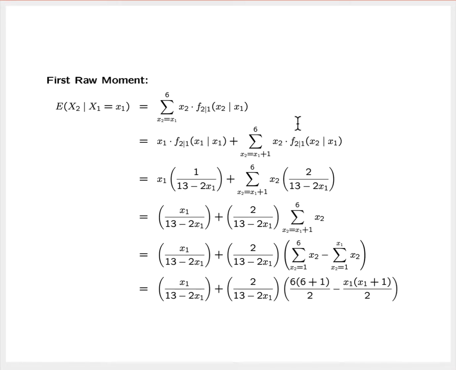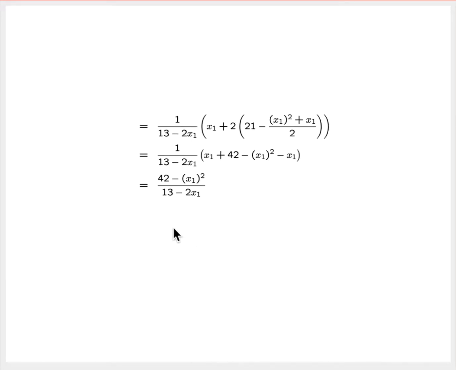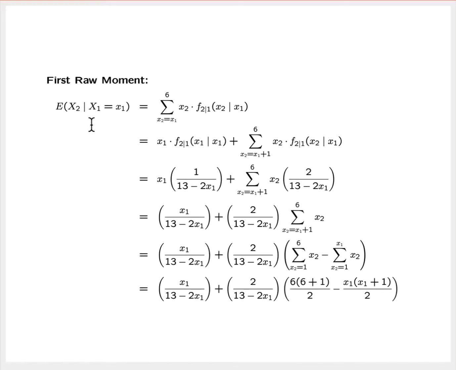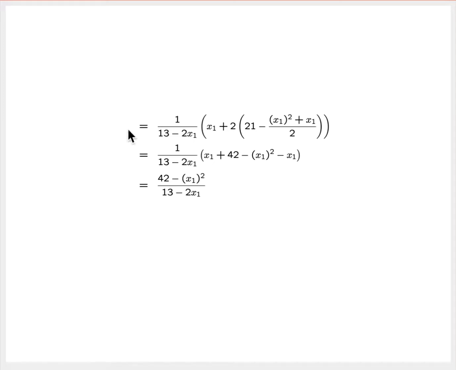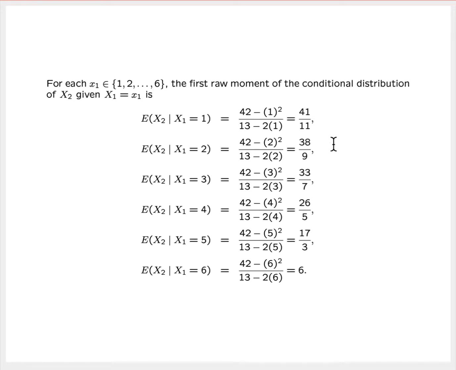And so once we have that decomposition, then we can proceed in similar ways as we've done in the past, and we come up with a nice formula for the conditional expectation of x2 given x1, and that formula is 42 minus the square of x1 over 13 minus 2 times x1. And so we can use that to get the specific values for the expected value of x2 given that x1 is equal to a particular value by plugging in x1.